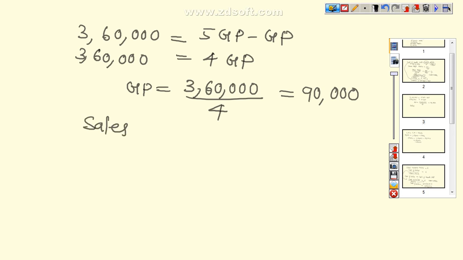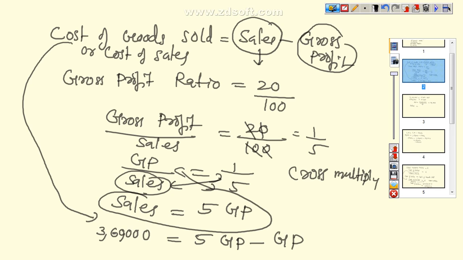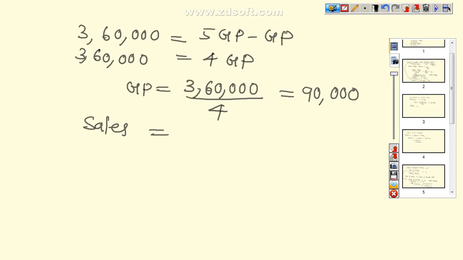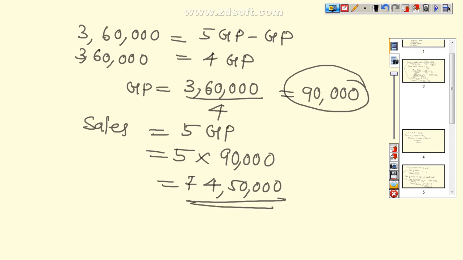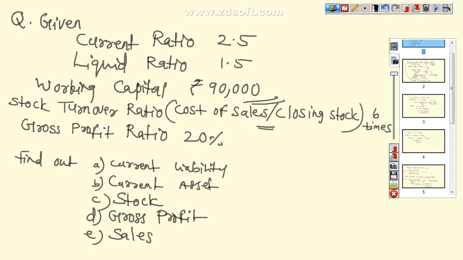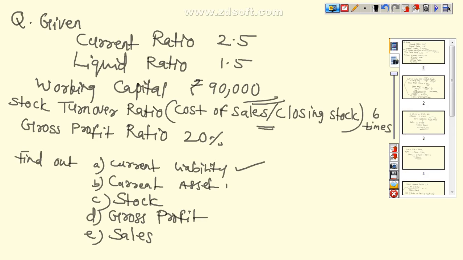But according to the question we have to calculate sale. We already framed the formula, sales is equal to 5 GP. We know the value of GP already, we have calculated 90,000, so that is equal to 5 multiplied by 90,000, that is equal to rupees 4,50,000. This is the last part of the question. Means we have calculated current liability, current asset, stock, gross profit, sale. Thanks for watching the video.